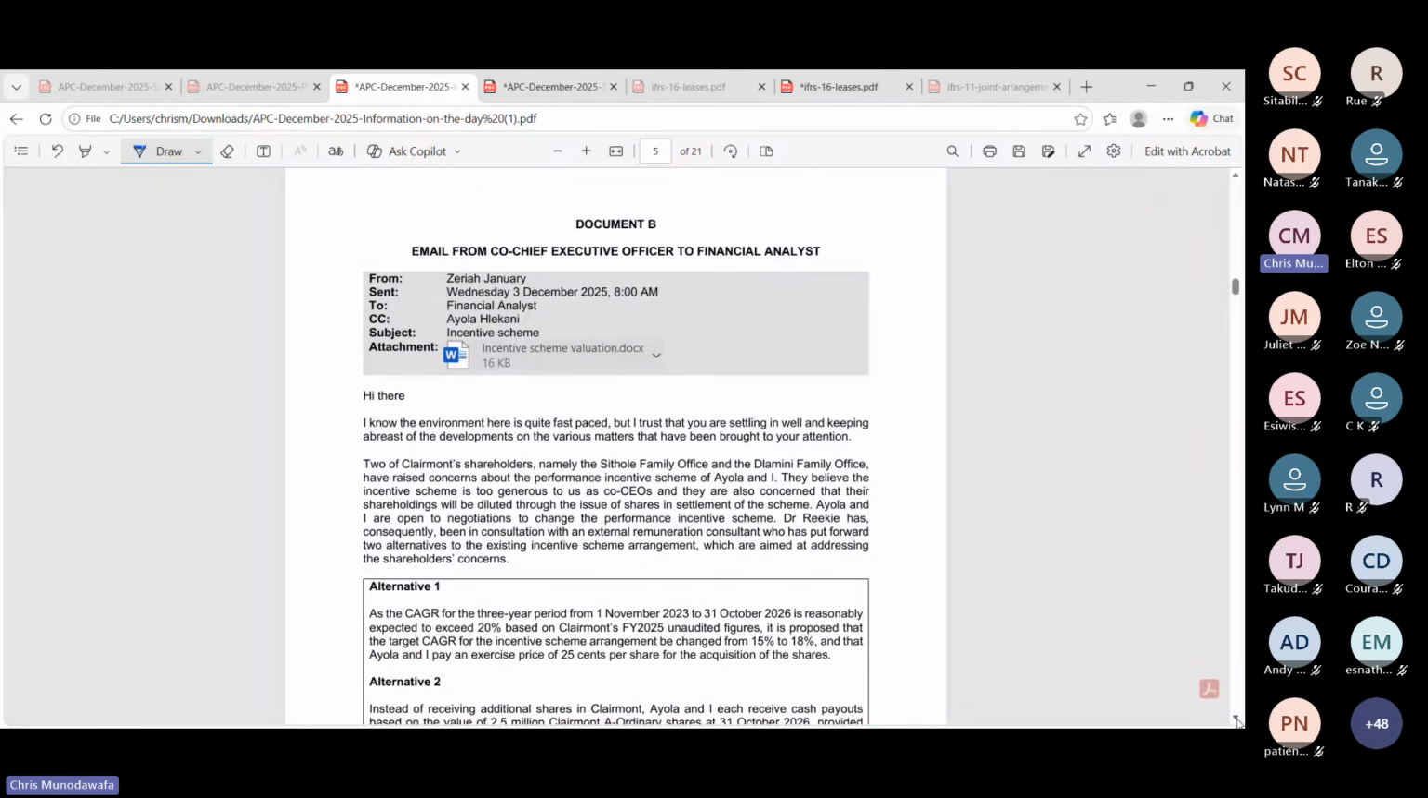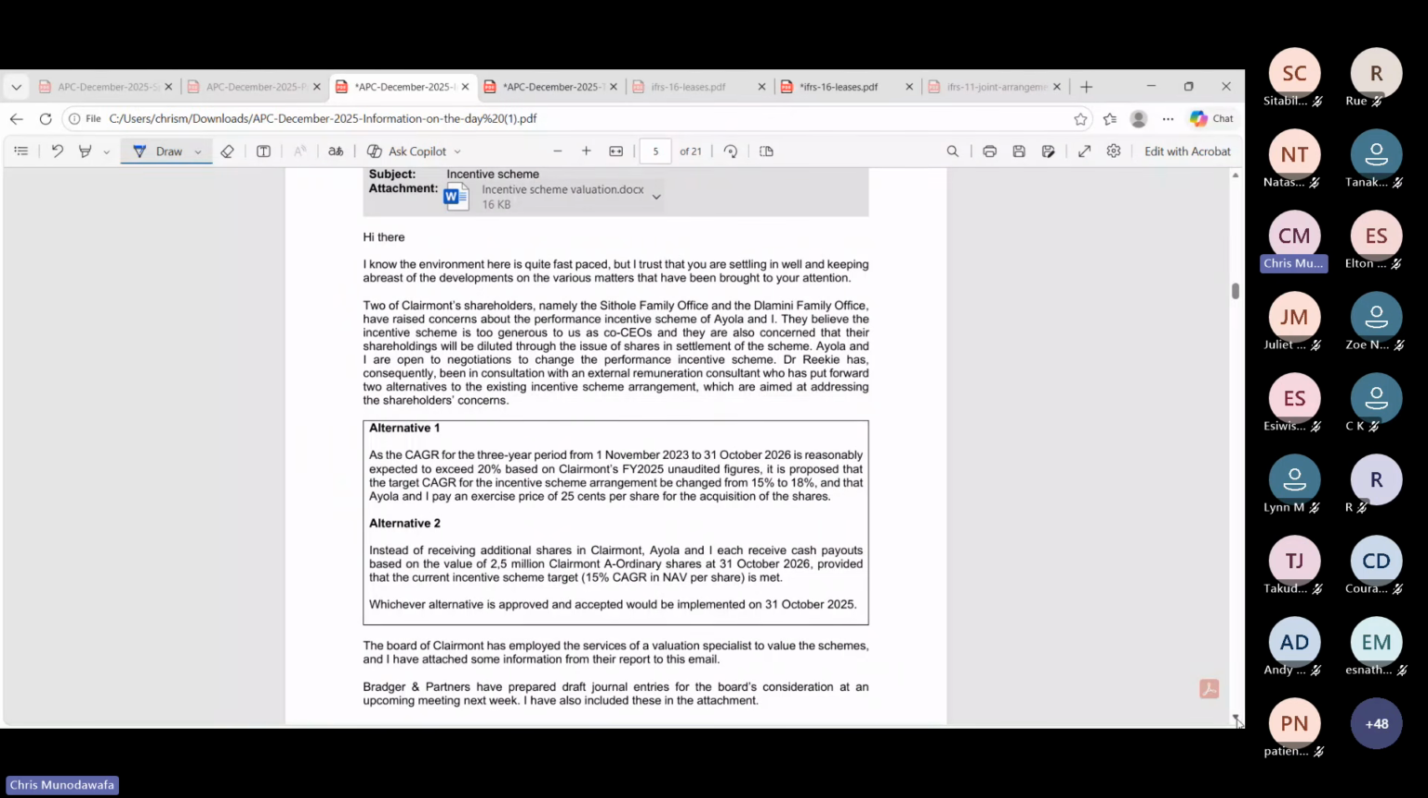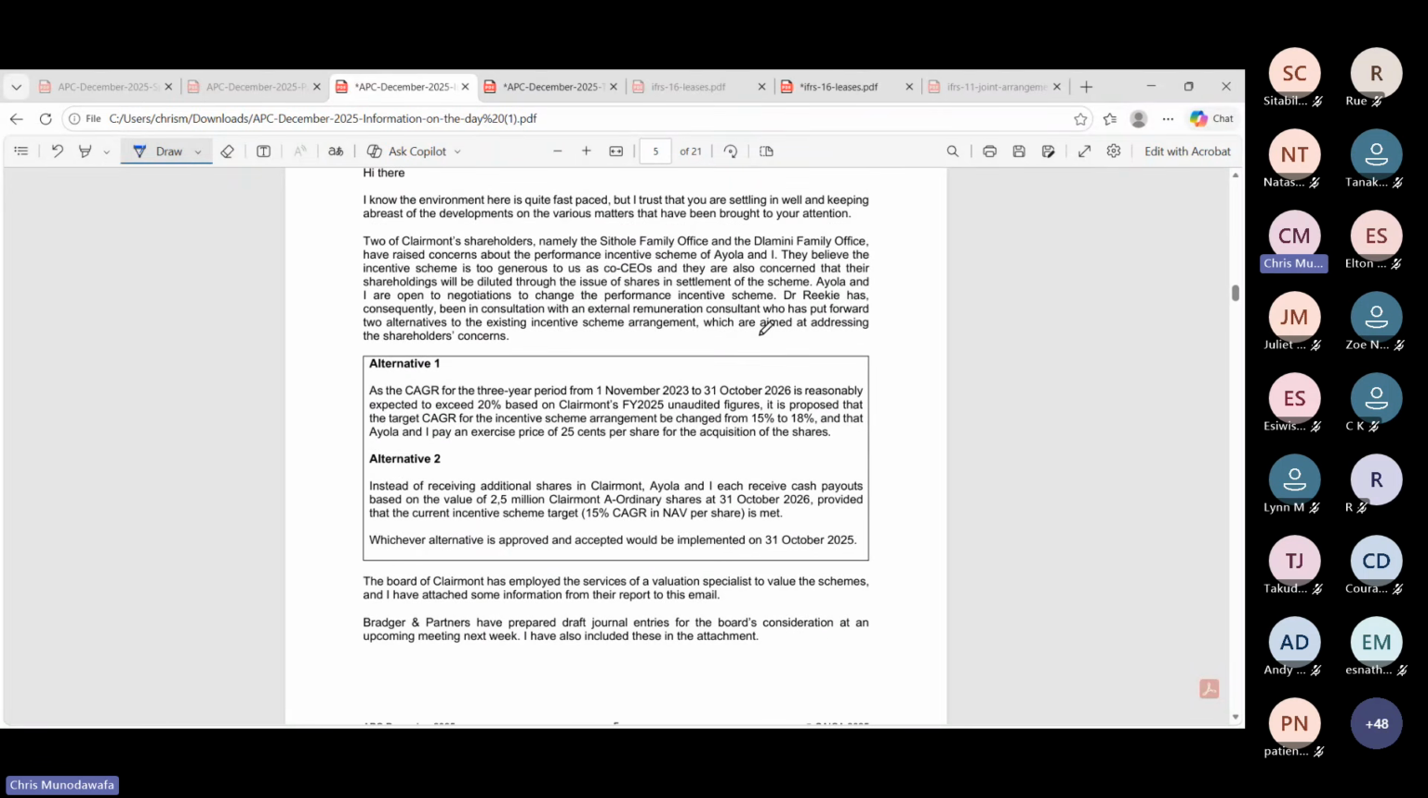This is just context. 2 of Claimant's shareholders, namely the Stolle family, have raised concerns about the performance incentive scheme of Iola and I. They believe the incentive is too generous to us, and they are also concerned that their shareholding will be diluted through the issue of shares in the settlement of the scheme. Iola and I are open to negotiation to change the scheme. Dr. Rick has consequently been in consultation with an external remuneration consultant who has put forward 2 alternatives to the existing incentive scheme, aimed at addressing the shareholders' concerns.